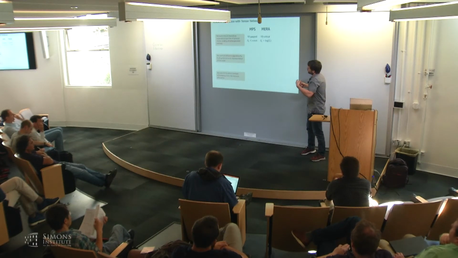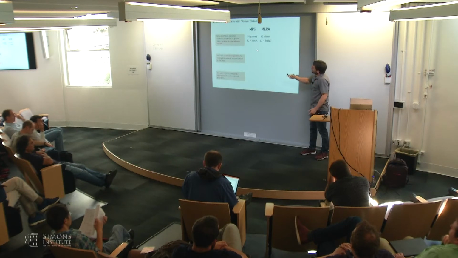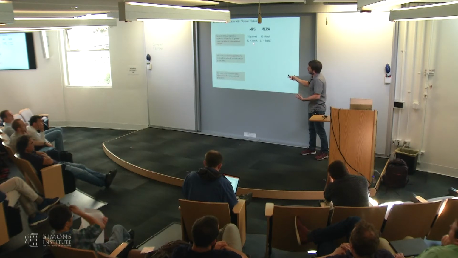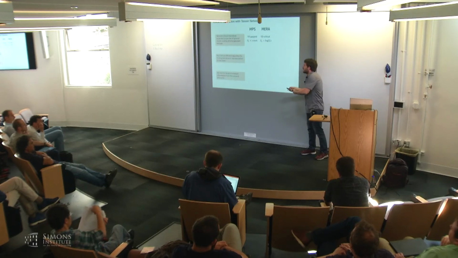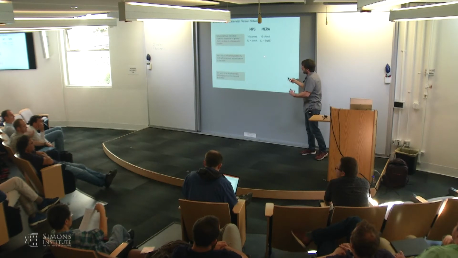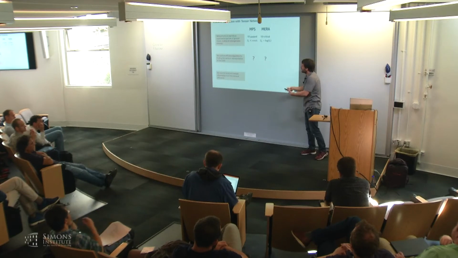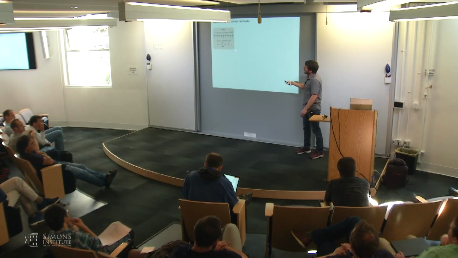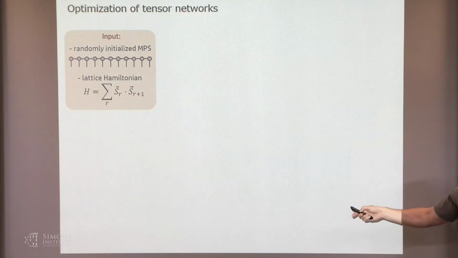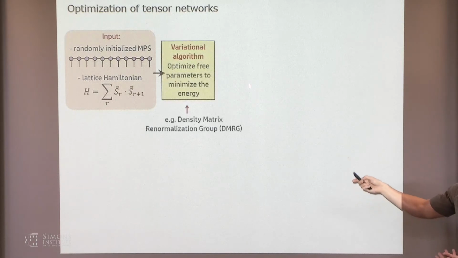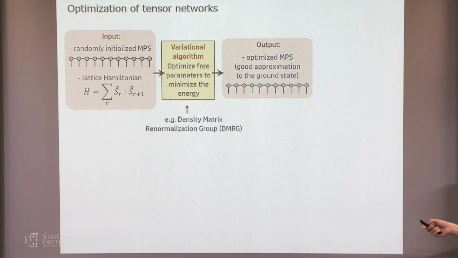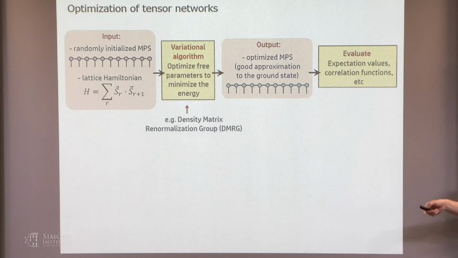Okay, so these two structures respectively reproduce the expected properties of gapped and critical systems in one dimension. So this is a statement about these ansatz. Are they useful in practice? Can we actually have good algorithms to optimize these structures? So the problem we usually have is we have some lattice Hamiltonian we want to study. We're going to randomly initialize our matrix product state, and we want some variational algorithm to optimize the free parameters so as to give us a good ground state approximation. Okay, so our output is this good approximation. Then we can evaluate expectation values, correlation functions, etc.